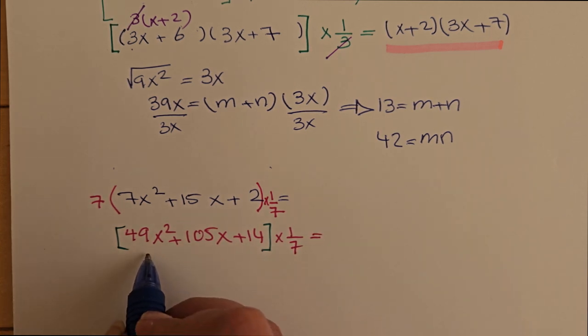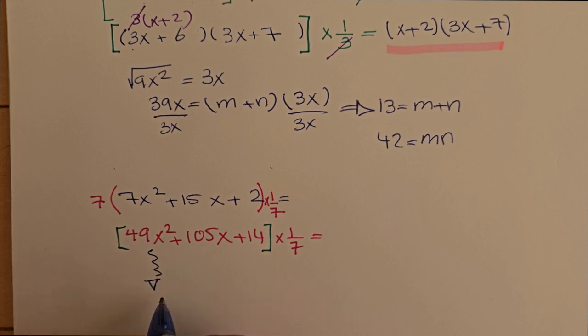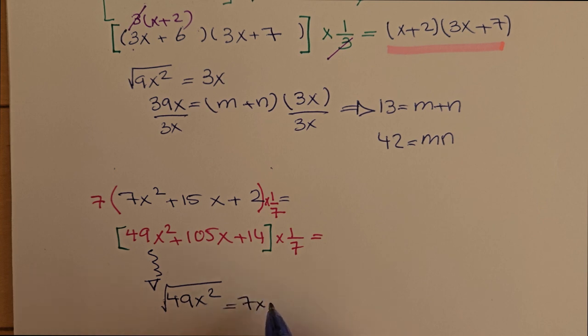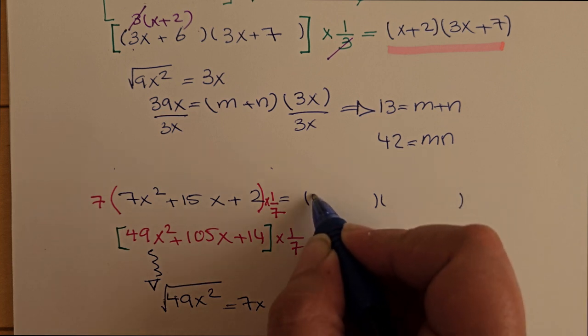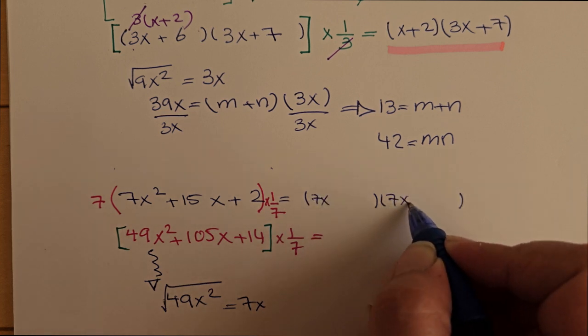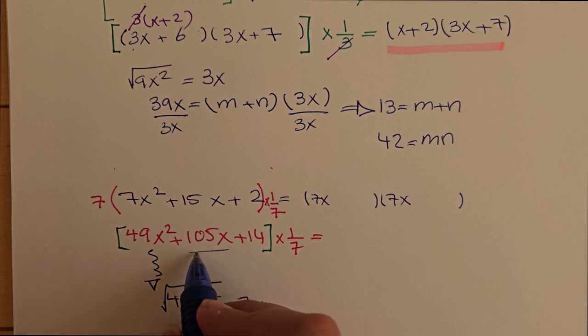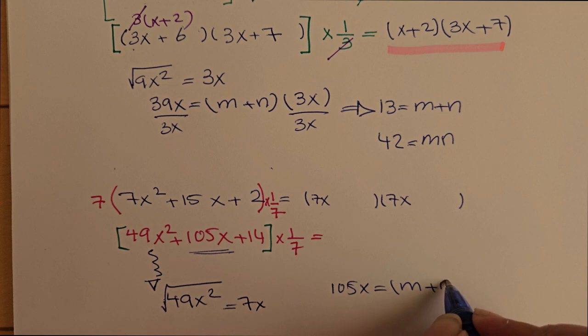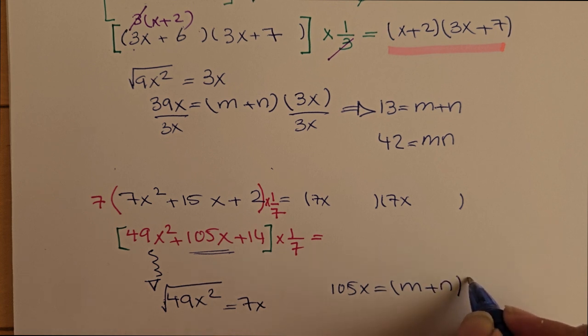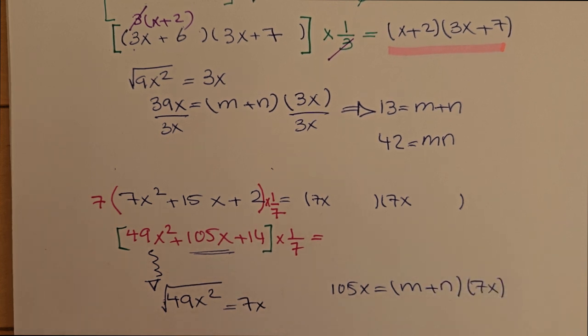So now you can easily find the perfect square term. Take the square root, it gives you 7x. This is your repeating term, right? Repeating term, you just open two brackets, repeating term, okay? And now this term in the middle, 105x, is equal to m plus n multiplied by the repeating term, 7x, right? So let's do some simplification. 7x, then 15 is equal to m plus n.